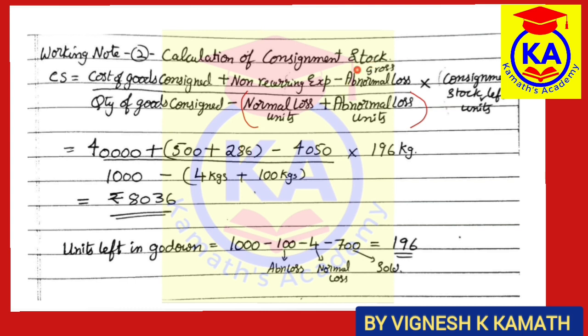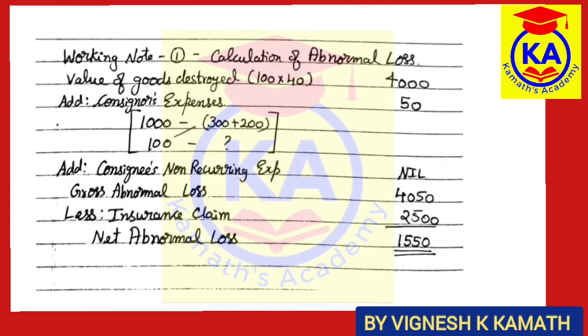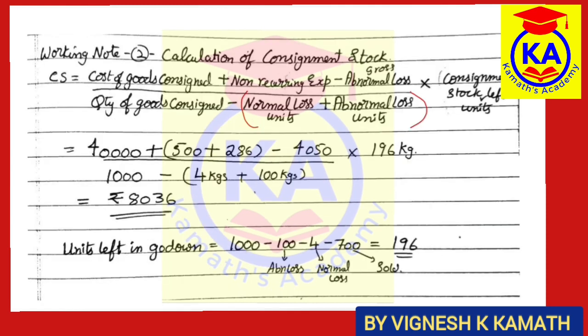Minus gross abnormal loss. So how do you find gross abnormal loss? Look at this working note. Working note number 1, calculation of abnormal loss. Value of goods destroyed 4000, add consignor expenses 50. If you add these two values, you get 4050. So 4050 is the gross abnormal loss, the value before deduction of insurance. This value is to be taken and put here in the formula.